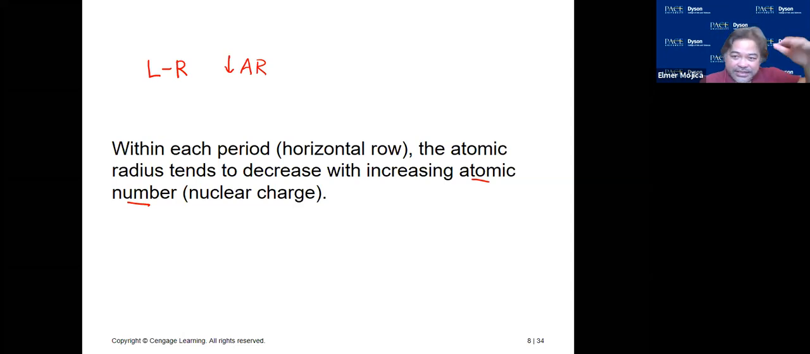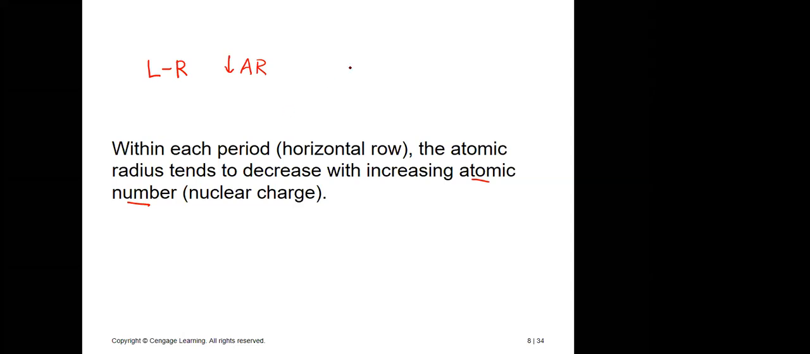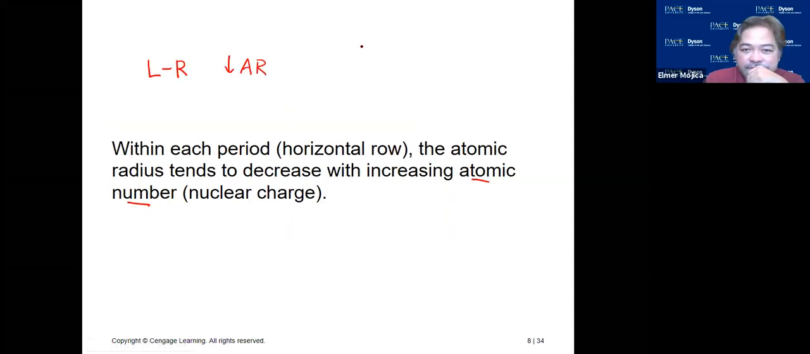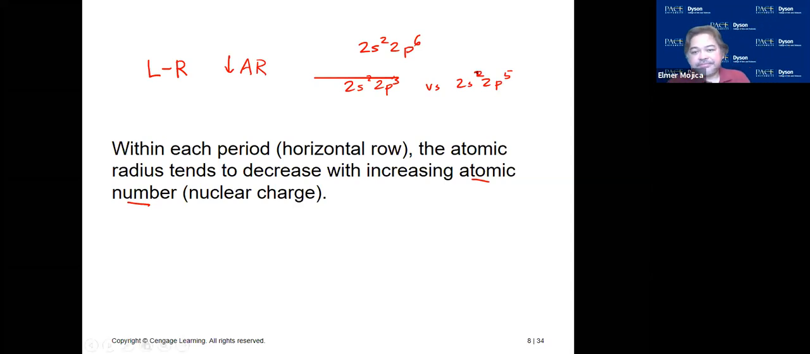So all of them, let's say, have the same n, let's say n equals 2. So if I'm going to look at n equals 2, we have it like this, right? So if we compare 2s2 2p3 versus 2s2 and 2p5, which is smaller? Which is smaller between the two?